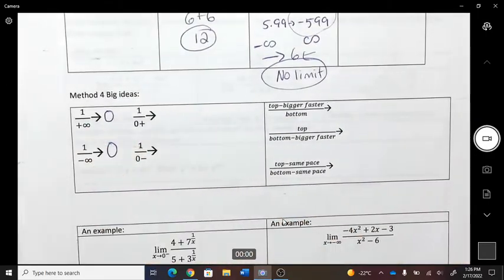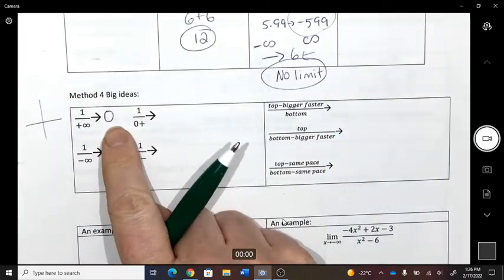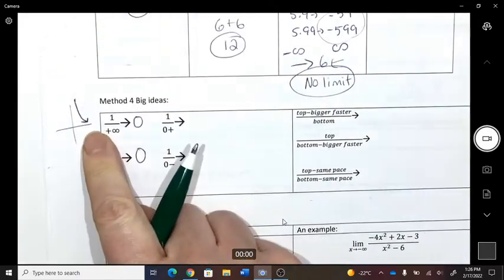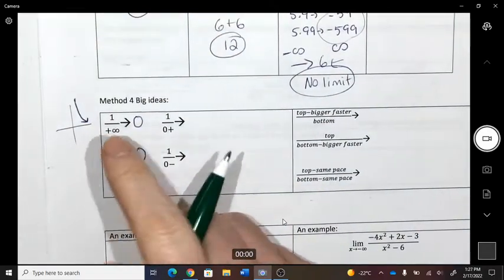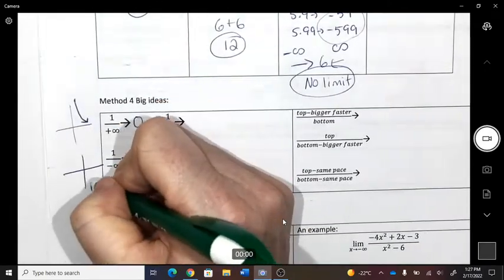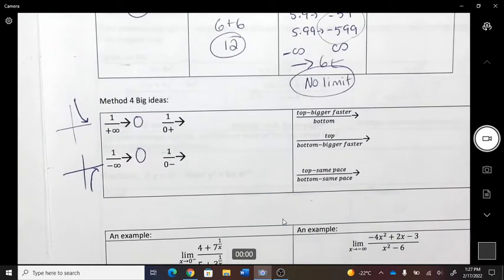These are different with a positive and negative. This means you're approaching 0 from above. And this means you're approaching 0 from below. That's the only difference. But you're still going to 0, right? Doesn't matter.